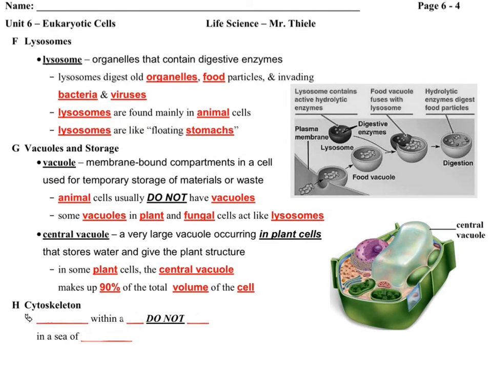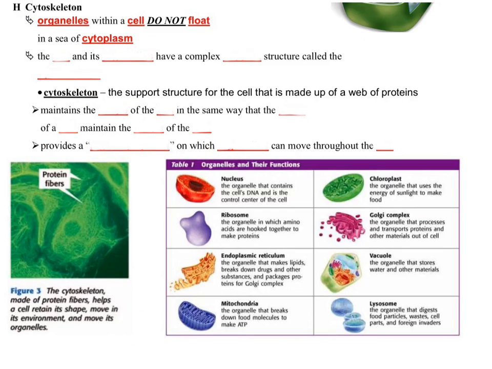Okay, next we'll talk about the cytoskeleton, which is a little bit abstract, a little bit harder to understand maybe than some of the other organelles. Organelles within a cell do not float around in a sea of cytoplasm. There's actually essentially this web of proteins that goes all through the cytoplasm of a cell and holds most of the organelles in place. And that is what the cytoskeleton does.